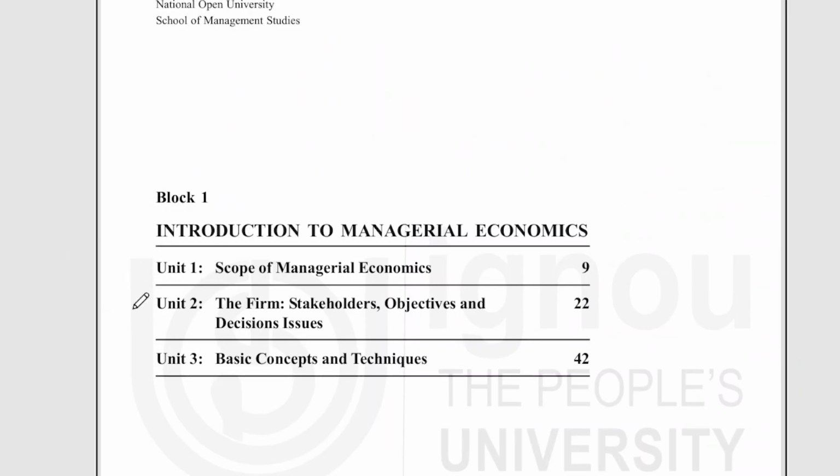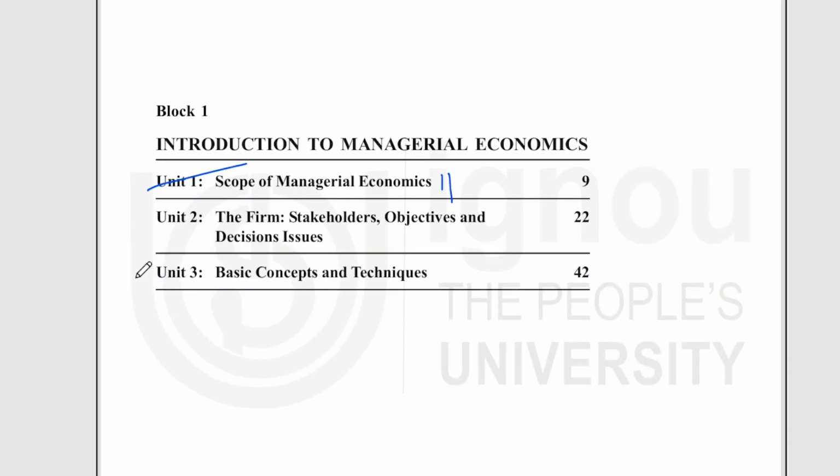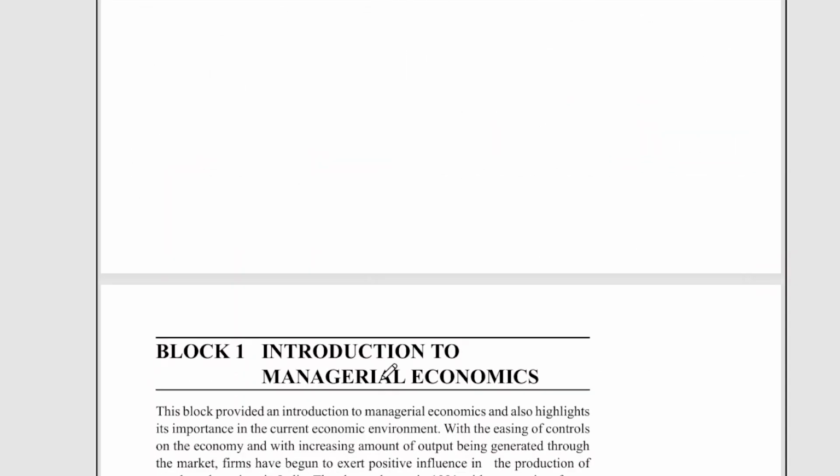So in this block there are three units. The first unit is Scope of Managerial Economics. So we will start here with Scope of Managerial Economics, and unit 2 is the firms, stakeholders, objectives and decision issues, and unit 3 is basic concepts and techniques. We will discuss these units one by one. So today we will discuss unit 1, and till subsection 3 we will discuss in today's session.